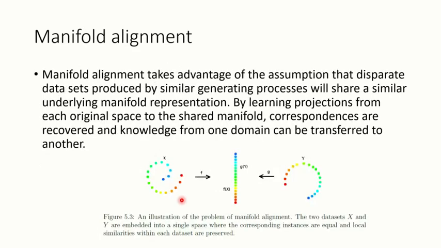This is a very small example. On your left is X, so this is the structure. On your right side is Y, and you align them, project them onto the common manifold structure. It's in the middle. So then you have the one-to-one alignment between them.